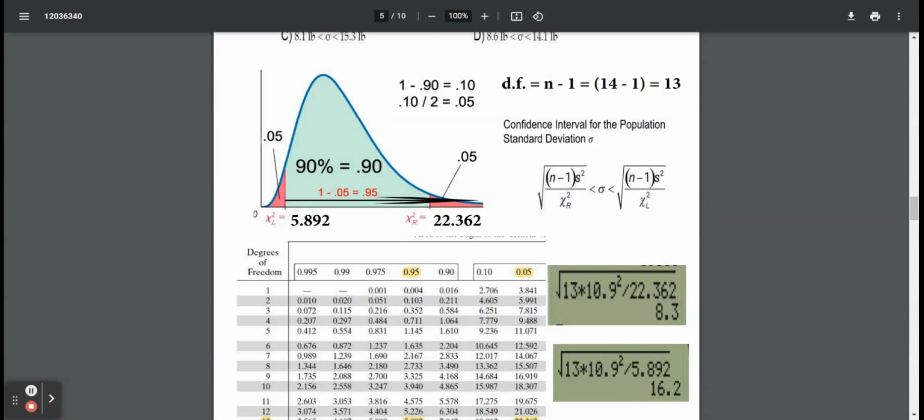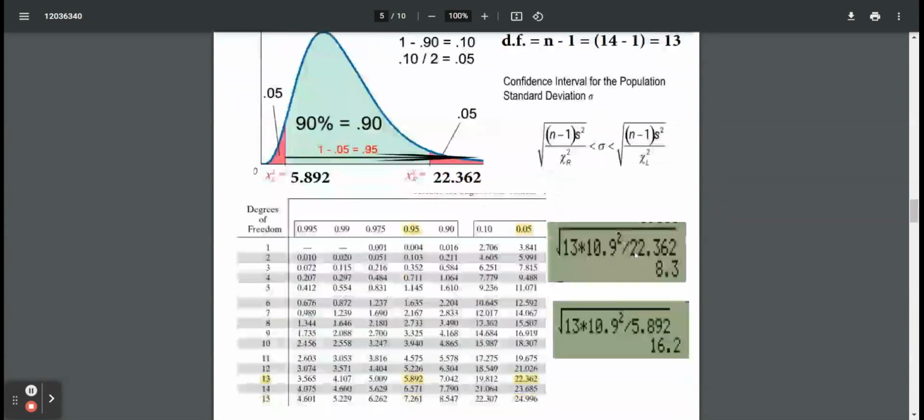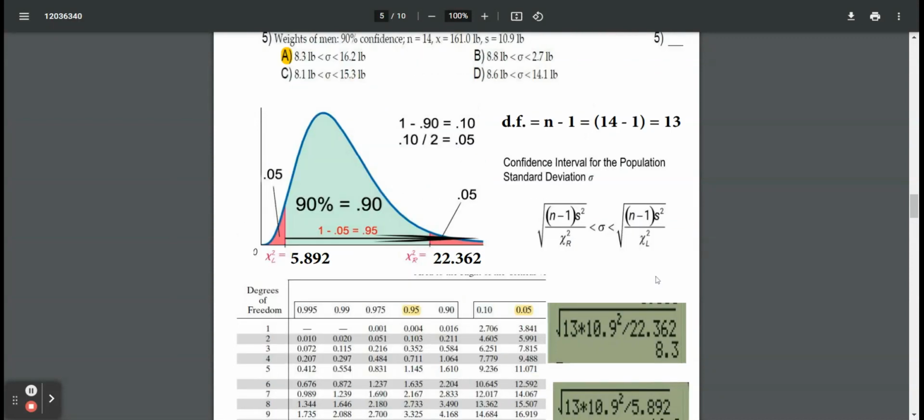Now I do the right first, with the bigger value. It's n minus 1, and n minus 1 is 13. There is my standard deviation, 10.9. I'm squaring that and dividing it by my chi-squared right value of 22.362, and I get 8.3.